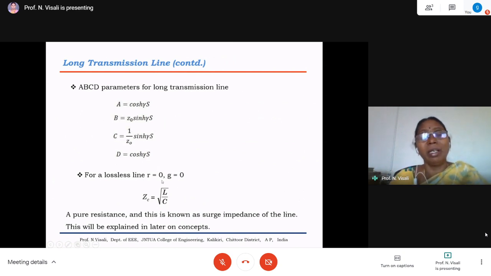For a lossless line, the losses are 0, which means resistance is 0. So because of that, R is equal to 0. Similarly, the conductance, which is 1 by R, also equals 0. Then what is the impedance? The impedance is square root of L by C. So jωL divided by jωC, the jω will cancel and L by C remains. So ZC is equal to square root of L by C. This Z is known as the surge impedance.